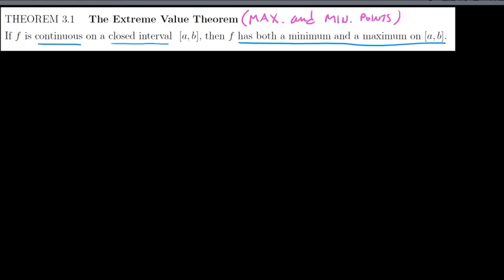So the question is, if we have a continuous function on a closed interval, we know we have a maximum and a minimum. How do we find it? Before we can answer that question, we need a few more definitions.